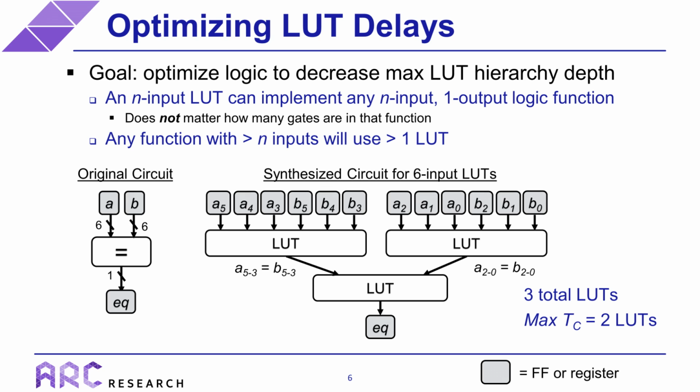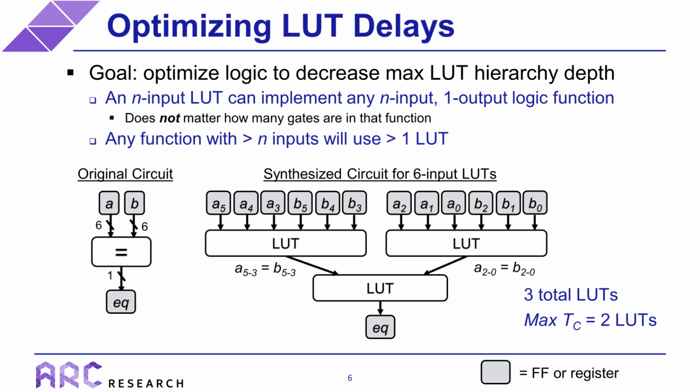All right, so when trying to optimize lookup table delays, our goal is to optimize the logic in our code to decrease the maximum lookup table hierarchy depth. To do this, it is critically important to realize how lookup tables implement combinational logic. So basically, the one rule you have to remember is that an n-input lookup table can implement any n-input, one-output logic function. So the number of inputs to your logic function is really the most important thing to consider, and the number of gates is irrelevant, which can be kind of counterintuitive, especially if you are used to ASIC design.